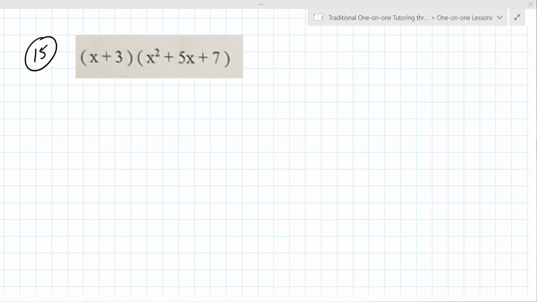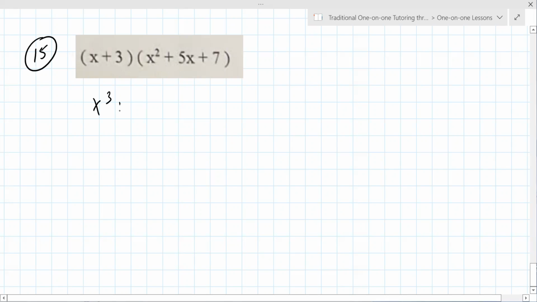I got x cubed plus 8x squared plus 22x plus 21. Good. That's completely correct.